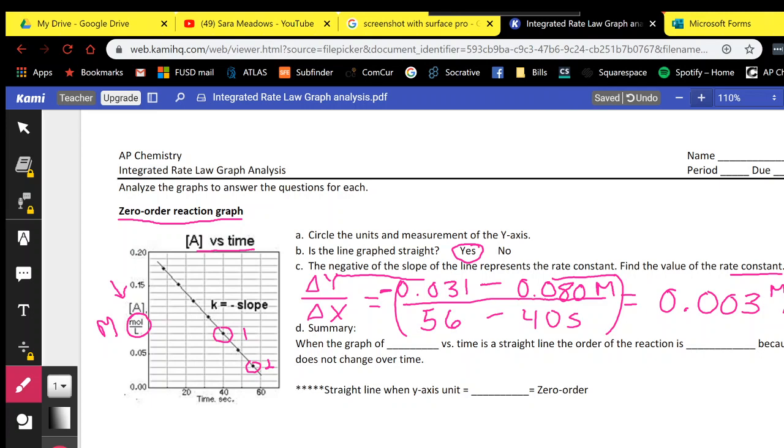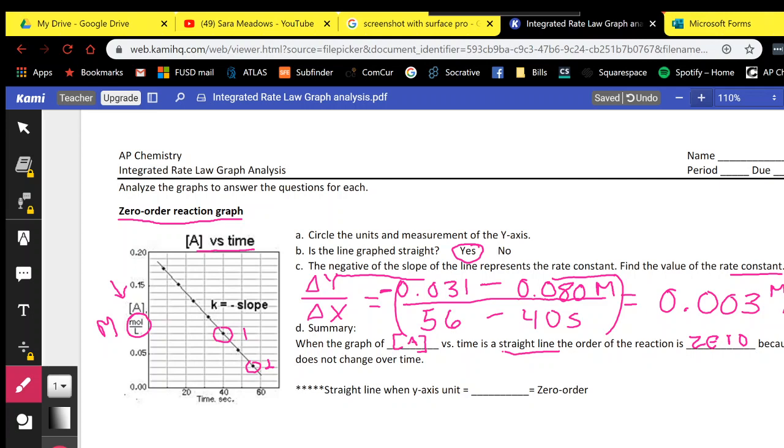It says when the graph of the concentration of our chemical A versus time is a straight line, the order of the reaction is 0, because the rate or slope does not change over time. We can see that in that graph there. Our line is straight. We have the concentration over time. That is a rate, that's our rate constant. It is a constant rate, so zero order.